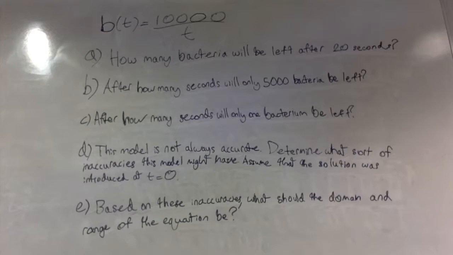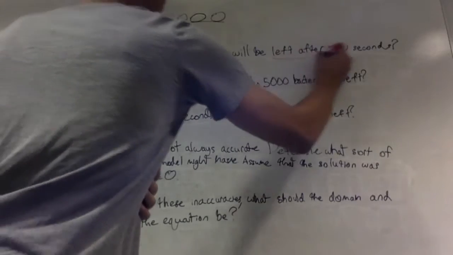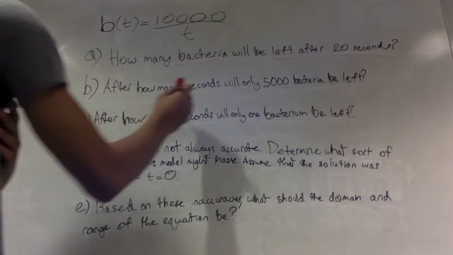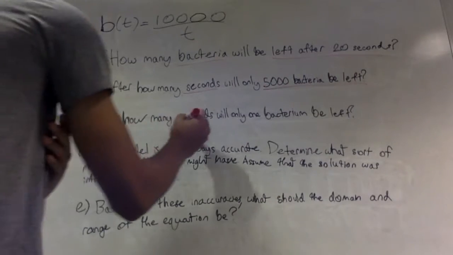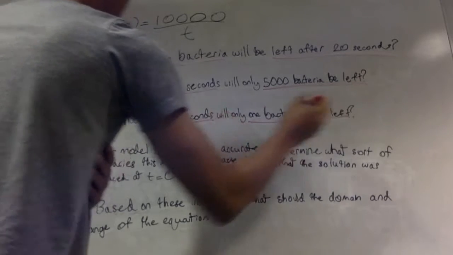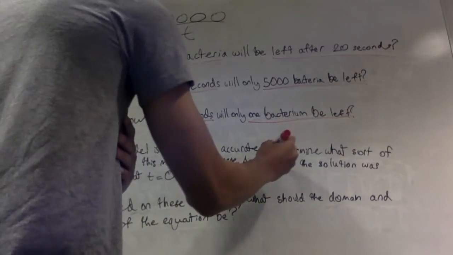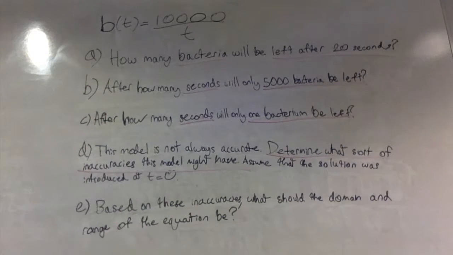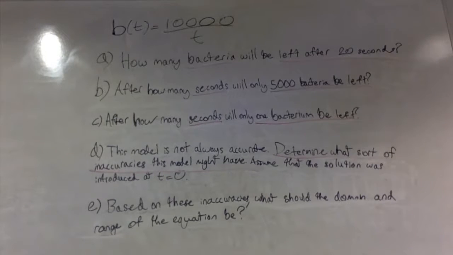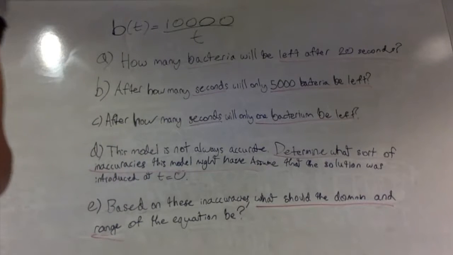The problems we will be solving for this question are A. How many bacteria will be left after 20 seconds? B. After how many seconds will only 5,000 bacteria be left? C. After how many seconds will only one bacterium be left? D. This model is not always accurate. Determine what sort of inaccuracies this model might have, and assume that the solution was introduced at t equal to 0. And E. Based on these inaccuracies, what should the domain and range of the equation be?